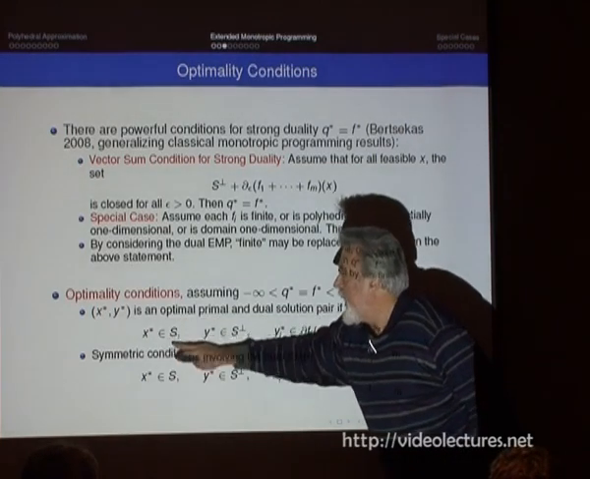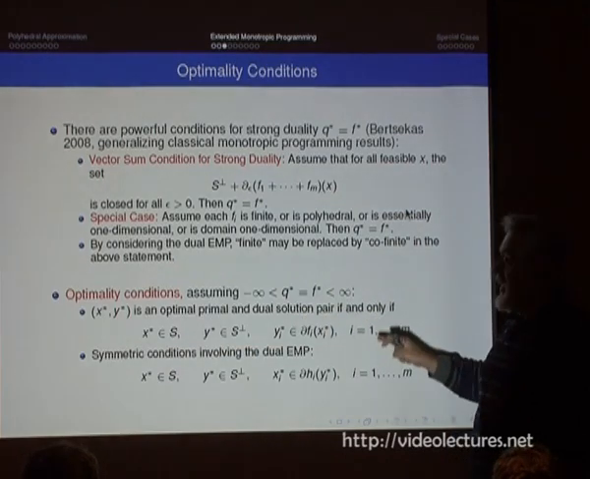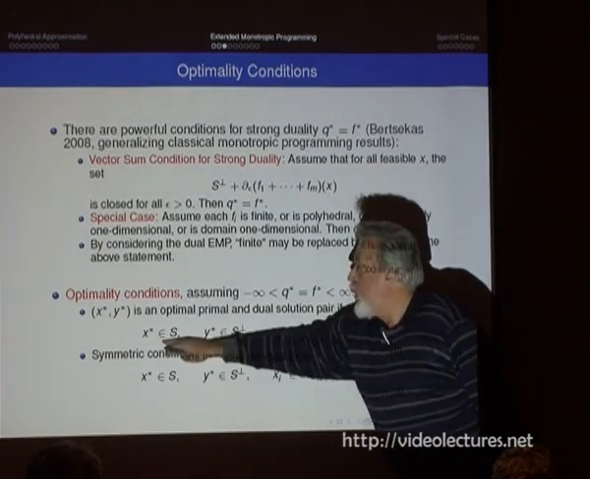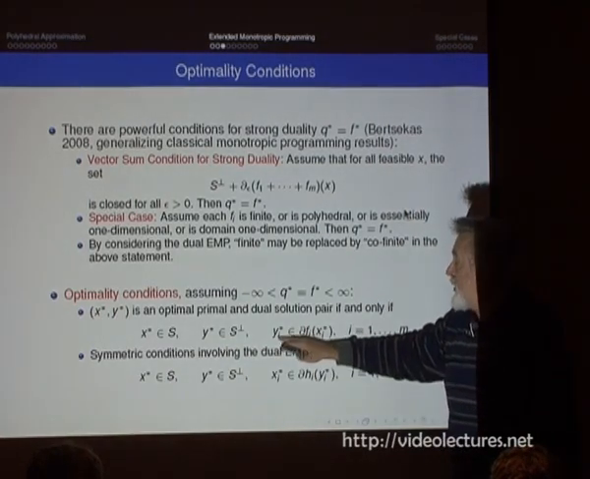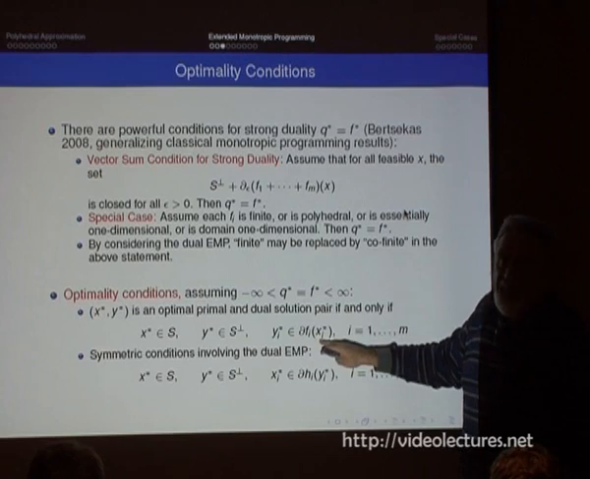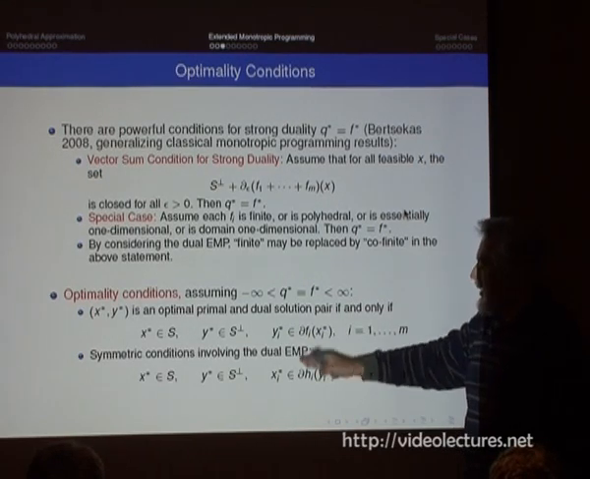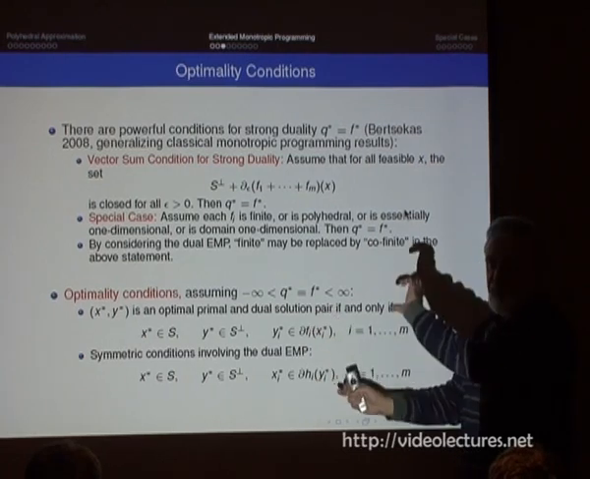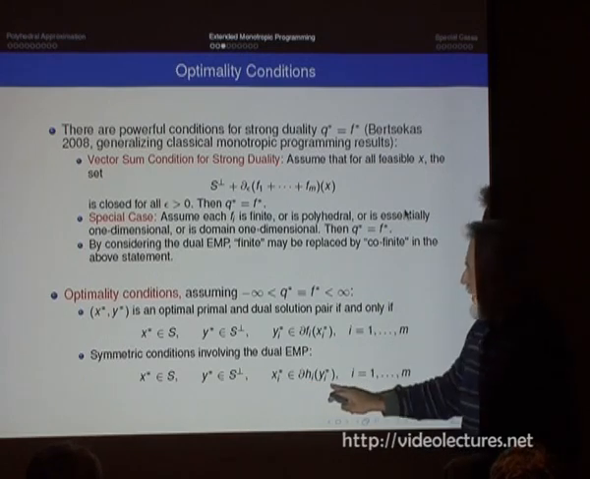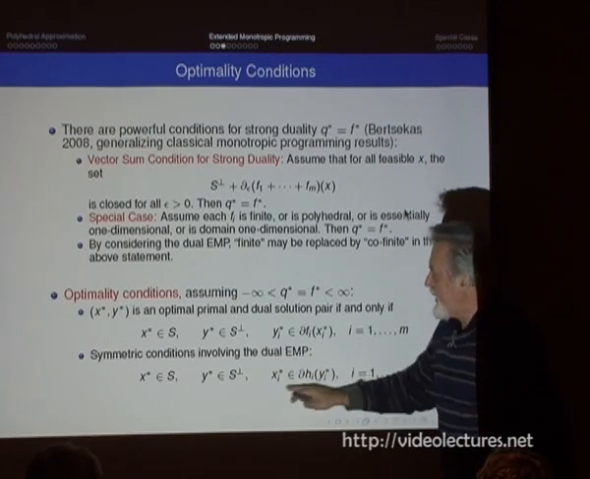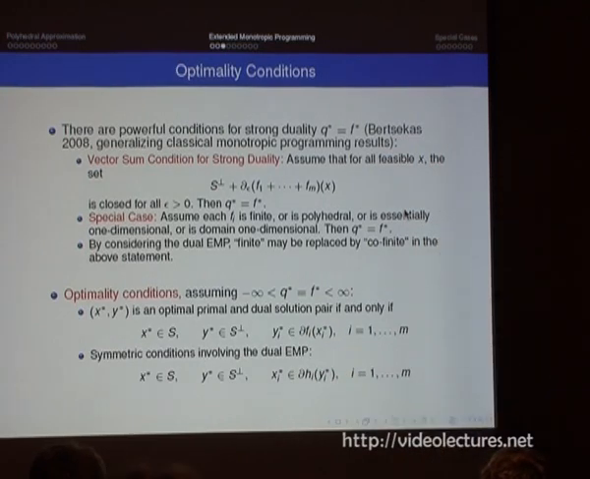This condition says that X star and Y star is an optimal primal and dual solution pair if and only if they are both feasible and the Y's are slopes at the axis of the corresponding components. And there's a symmetric condition where this is inverted by subgradient duality to give this. So for the dual EMP, you get this, but these two conditions are the same. The two problems are the same.